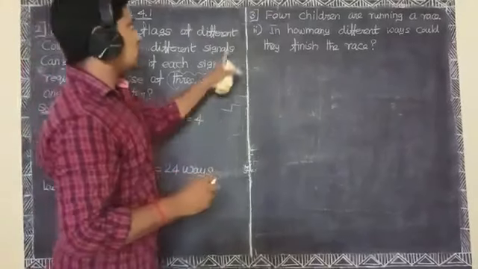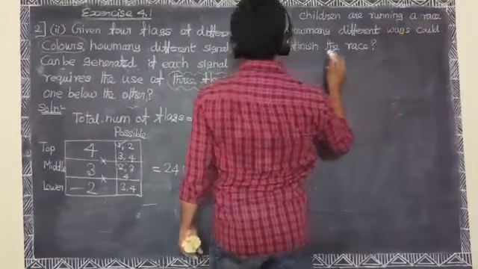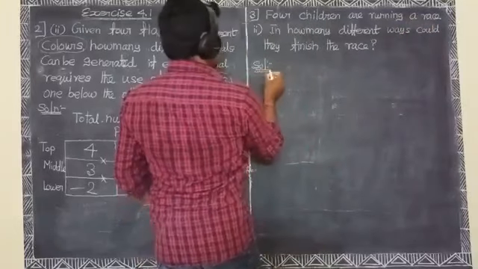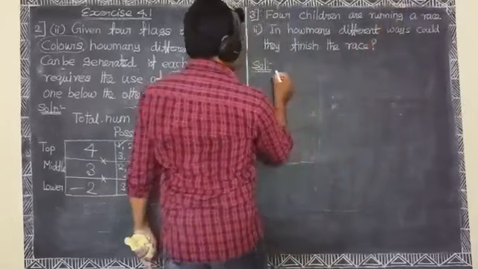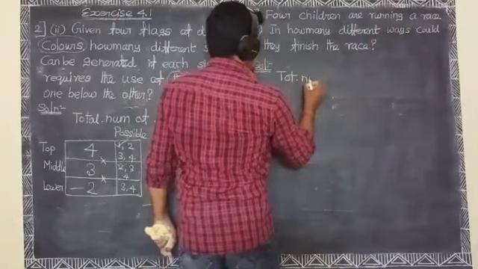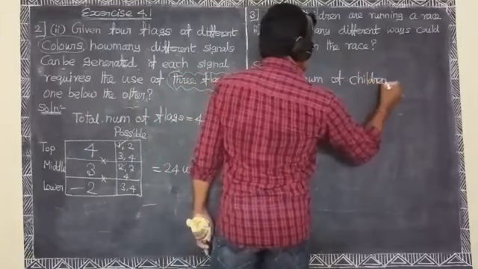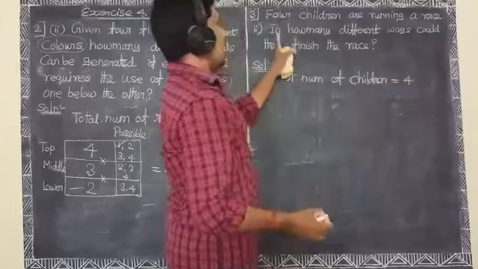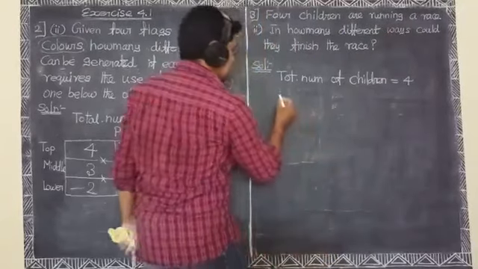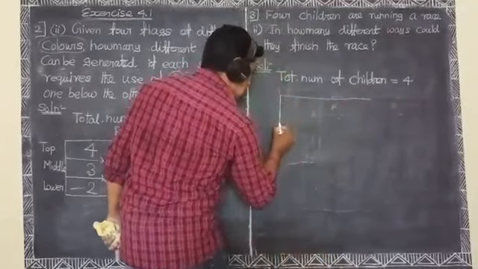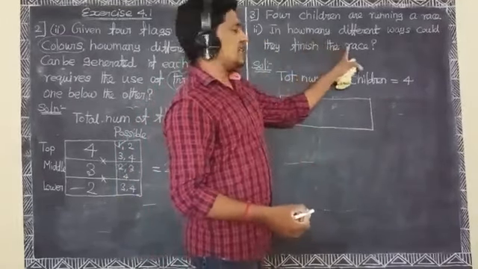Go to the third problem. 4 children are running a race. Solution: given 4 children are running a race, the total number of children is equal to 4. In how many different ways could they finish the race? How many different ways could the students finish the race?